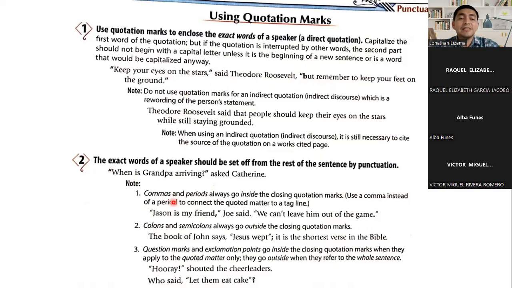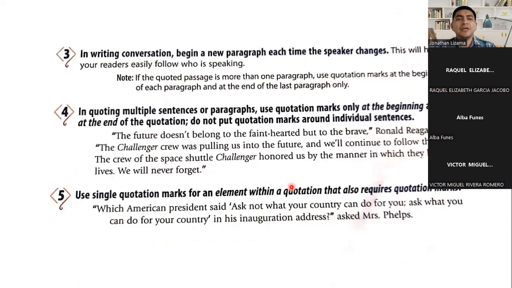Number 2, the exit words of a speaker should be set off from the rest of the sentence by punctuation. For example, when is Grandpa arriving? Asked Catherine. Si se fijan, ¿cuándo viene el abuelo? Preguntó Catherine. Easy, right? I think it's not something complicated. Jason is my friend, comma, John said. We can't leave him out of the game. And that's it. I think this is very well explained. You don't need more explanation about this one.